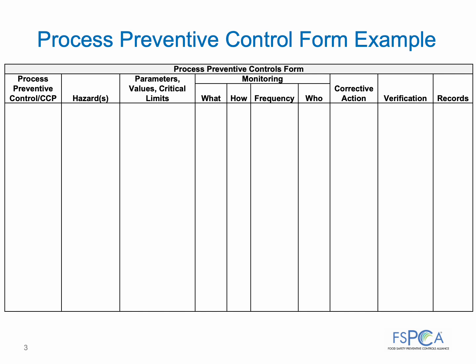A variety of formats can be used to document process preventive control information. This course uses the format above, which includes information that must be documented in the food safety plan. This chapter focuses on establishing parameters and values, including critical limits. Chapter 9 focuses on determining, monitoring, and corrective action procedures. Chapter 10 focuses on verification and record-keeping activities.